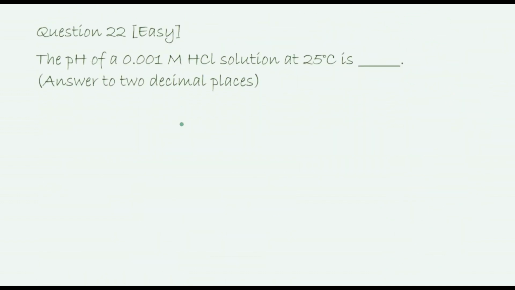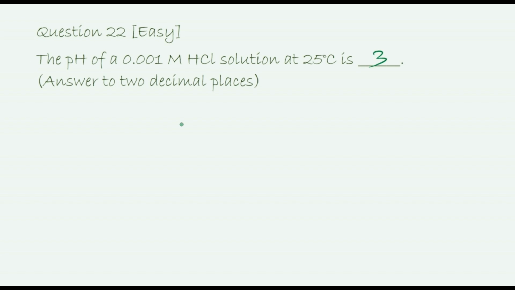pH of 0.001 molar HCl solution at 25 degrees Celsius. It is very simple. Just count the decimal point. It is a very straightforward question. There is no confusion at all. They are asking pH. They have given HCl only. HCl is having only one hydrogen in it, right? Not H2SO4. So count the digits after the decimal point, that is 3. So pH will also become 3.